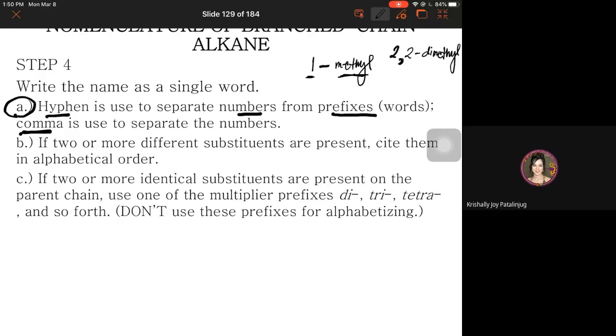So please take note, this is very technical. Even if your location is correct, your parent chain is correct, and your single word name is correct, but there is no hyphen and no comma, that is still wrong. This is part of the systematic way of naming organic compounds. So please do take note of step 4. It is very technical, but it matters in naming organic molecules. Hyphen to separate numbers and words. Comma to separate numbers.